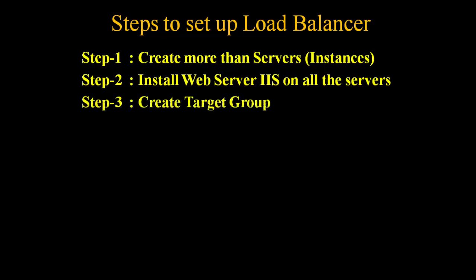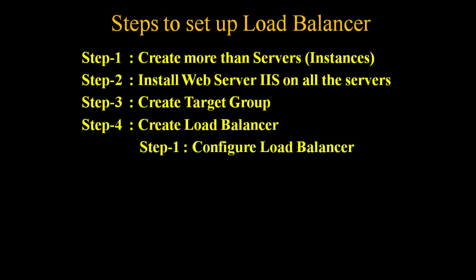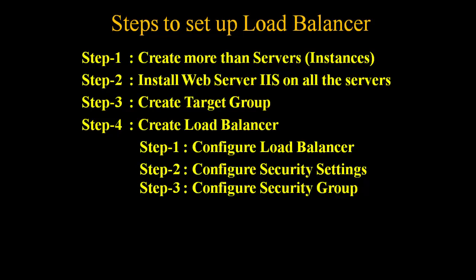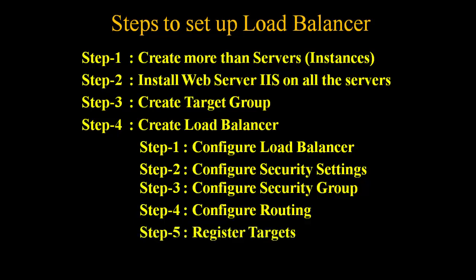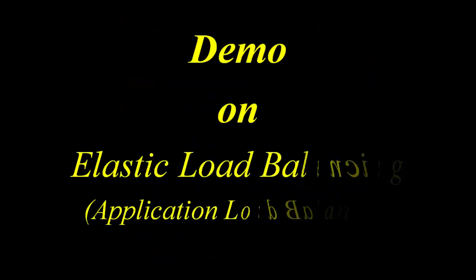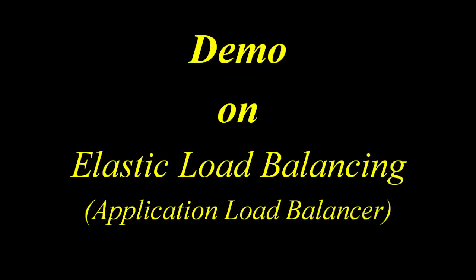Step number 3, create a target group. Step number 4, create the load balancer, and inside create load balancer we have certain steps: configure load balancer, configure security settings, configure security groups, then configure routing, then step number 5, register targets, and last, review. These are all the steps that we need to follow to set up our load balancer. So let's now have a demo on Elastic Load Balancing, and we are going to implement an application load balancer on AWS.